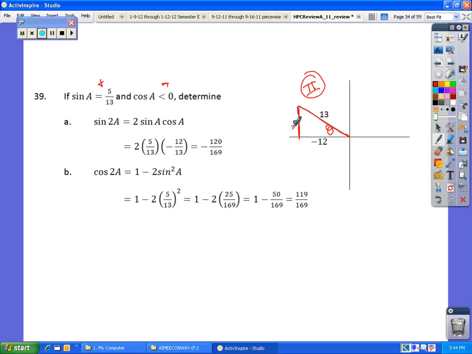So now sine is opposite over hypotenuse, so 5/13. We then use the Pythagorean theorem to find 12 in this case, but since it's negative on the left, we know that that's really going to be negative 12.